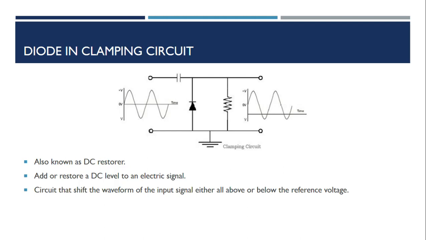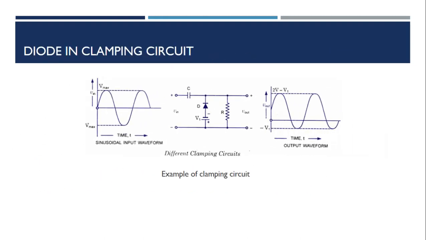In a positive clamp circuit, negative peaks are raised upward so the negative peaks fall on the zero level. In a negative clamp circuit, positive peaks are clamped downward such that the positive peaks fall on the zero level. Often used in TV. This is a sample of a clamping circuit.